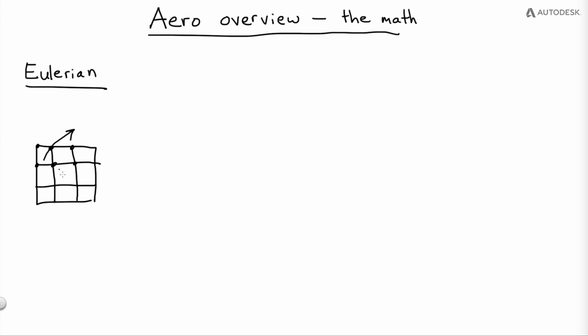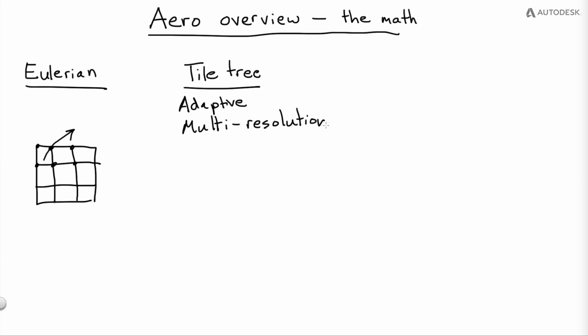When I say we use a grid, that's not strictly true. What we have, for all our volumetric data structures in Bifrost, is something we call the tile tree, which is a little more complicated. It's an adaptive or multi-resolution data structure. And, well, the name really says it all.